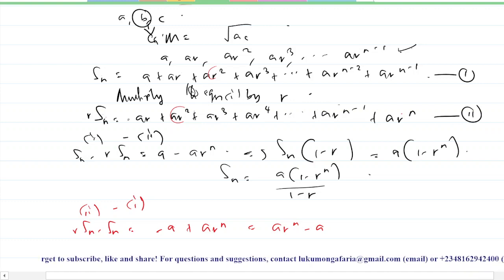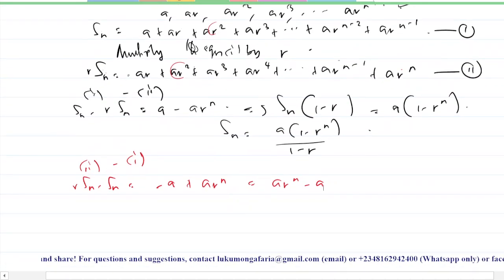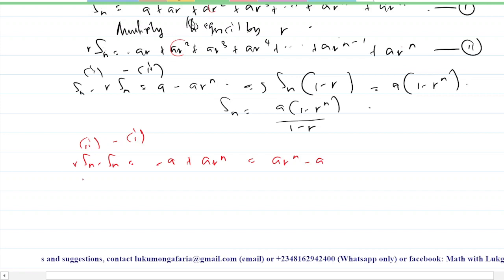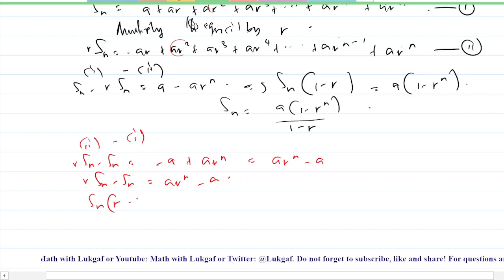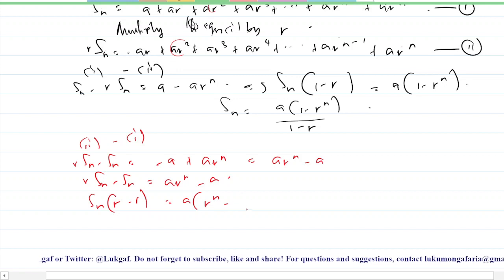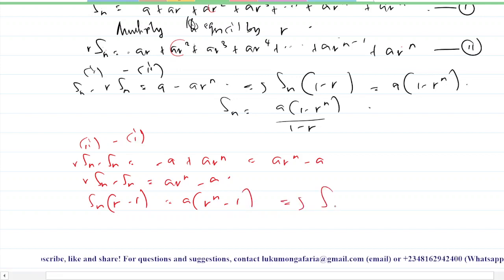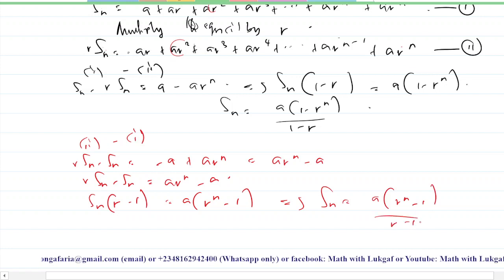You understand? So if you rewrite this equation very well, then I'm going to have RSN minus SN is equal to AR raised by N minus A. So my SN is common. If you factor it out, this guy will give me R minus 1. Then your A is common. That's going to be R raised by N minus 1. So from here, you can make your SN the subject of the formula by dividing both sides by R minus 1. That's going to give you A times R raised by N minus 1 divided by R minus 1.